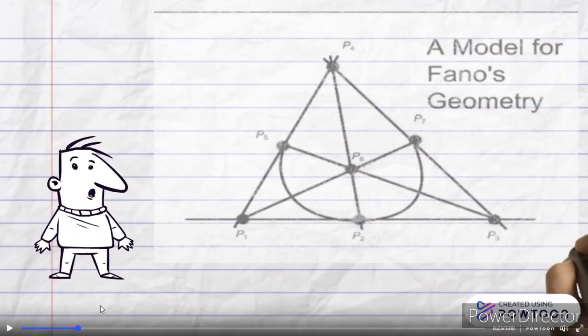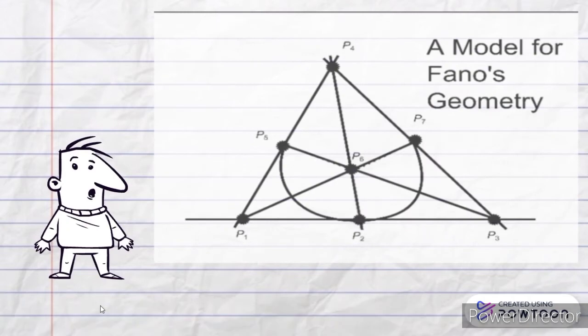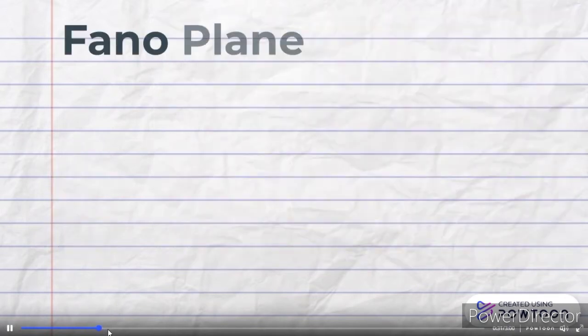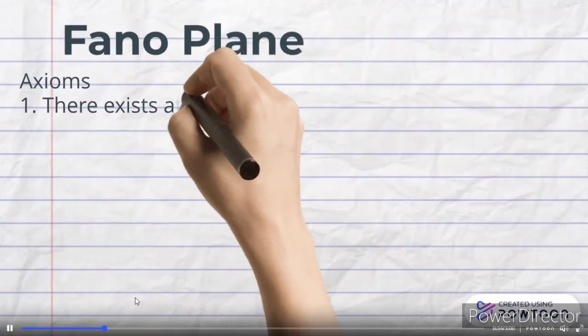This is a model of Fano's geometry. As you can see, there are 7 points, 1, 2, 3, 4, 5, 6, 7, and 6 straight lines and 1 curved line. Now let's proceed with the axioms.